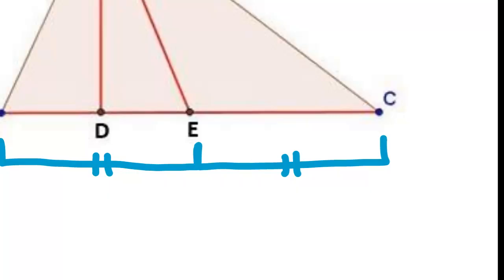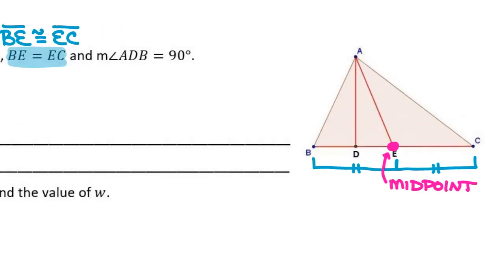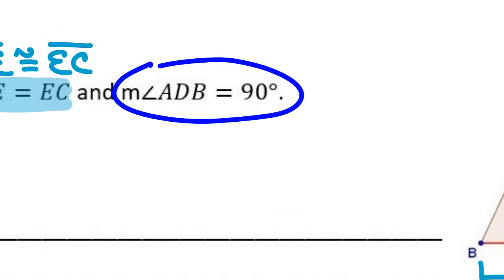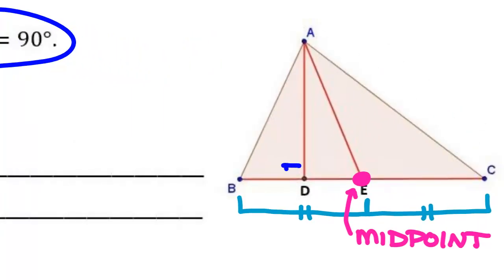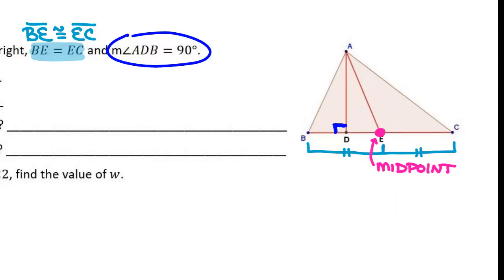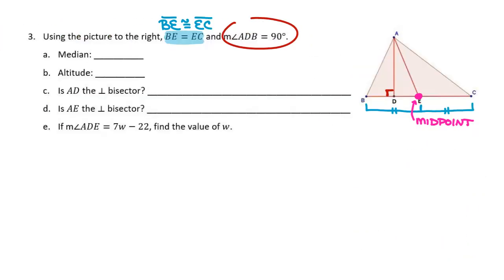If those segments are congruent, what is the special name for point E? Midpoint. That's the midpoint. Then they also tell me that the measurement of angle ADB is 90 degrees. ADB would be this angle right here. All right, so first question that they ask me is which segment is the median?